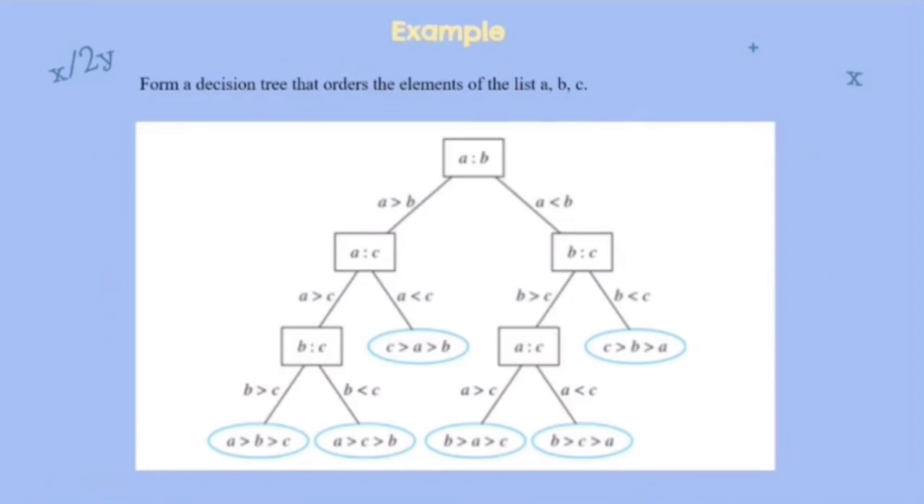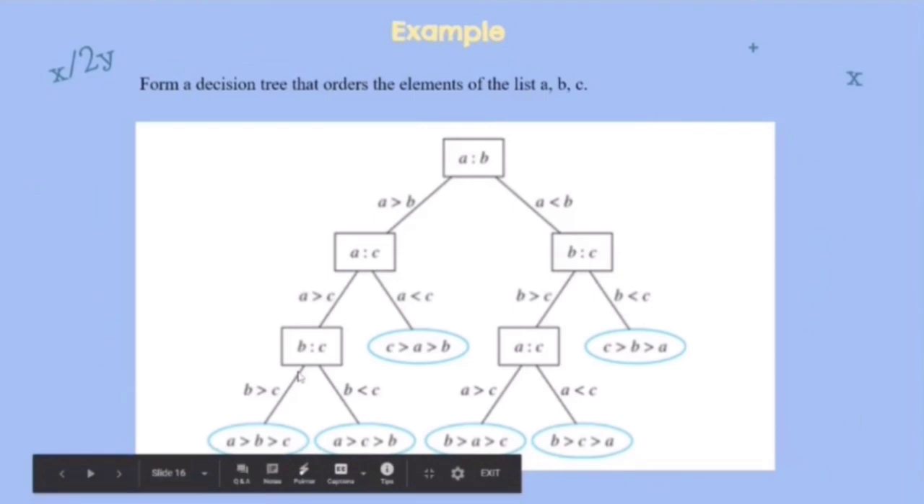In this example, we are going to form a decision tree that orders the elements of the list A, B, and C. First, we need to compare A and B. There are two possible cases, which are A is greater than B and A is lesser than B. If A is greater than B, we need to compare A and C. And there are two possible cases, which are A is greater than C and A is lesser than C. If A is greater than C, then we once again need to compare B and C. And there are two possible cases, which are B is greater than C and B is lesser than C. And if we take this path, it equals A is greater than B and B is greater than C.